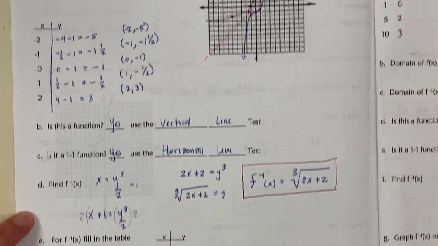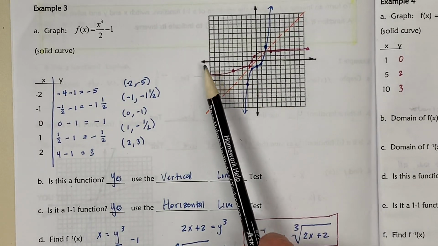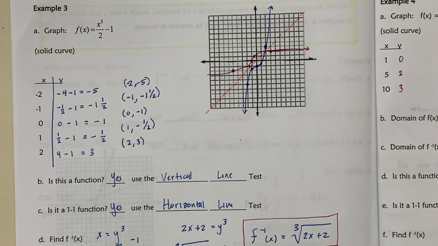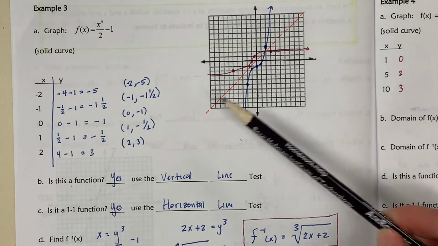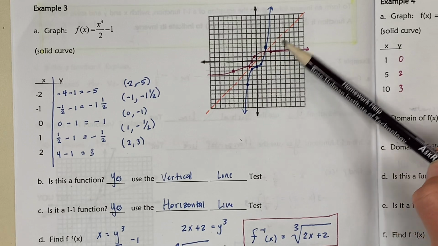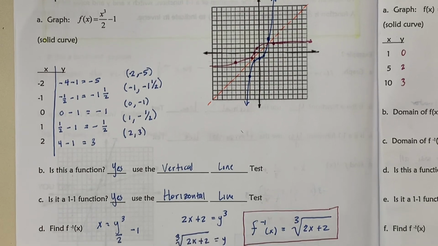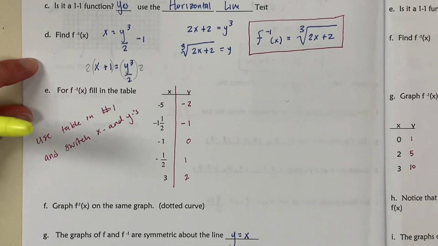So go back above. Your curve is kind of like an S curve. And we know we did everything correctly because my 2 curves do reflect across the line y equals x. That means that I have accurately graphed my function and its inverse.